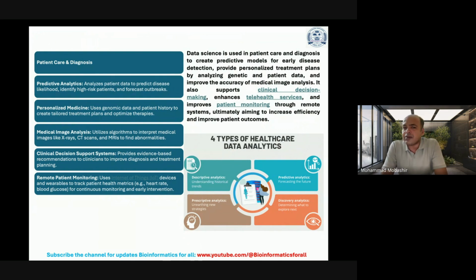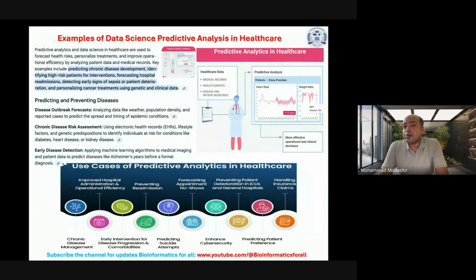So here, for example, you can see four types of healthcare data analytics are required. Descriptive analytics, that means understanding historical trends, then predictive analytics, forecasting the future, and then prescriptive analytics, unearthing the new strategies, then discovery analytics, determining what you want to explore. Then examples of data science predictive analysis in healthcare.